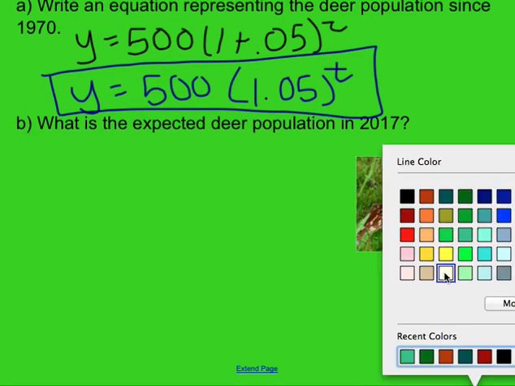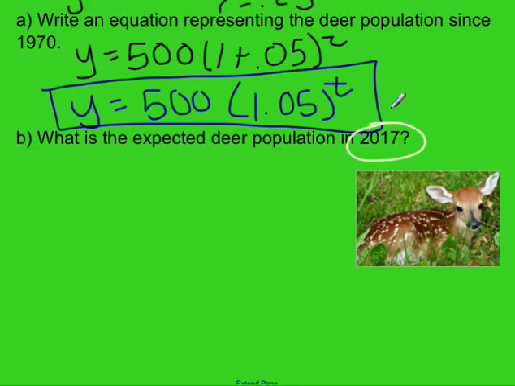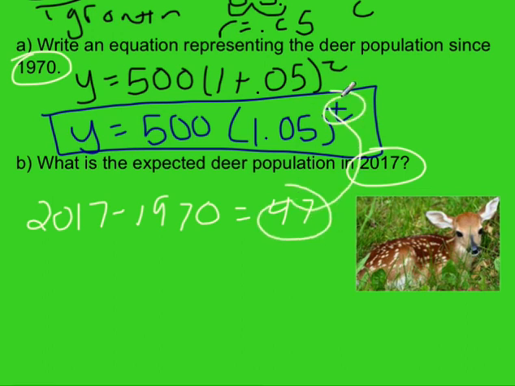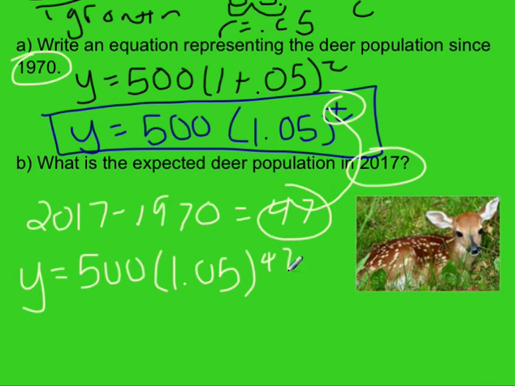Now it wants us to figure out what the population is going to be in 2017. Well, our starting year was 1970, so we're going to take our future year, which is 2017, and subtract our starting year. And when we do that, we end up getting 47. So 47 years have passed between our starting date and our predicting date. So that's the number that I am going to plug in for t. So then I have y is equal to 500 times 1.05, and now I'm raising that to the 47th power.